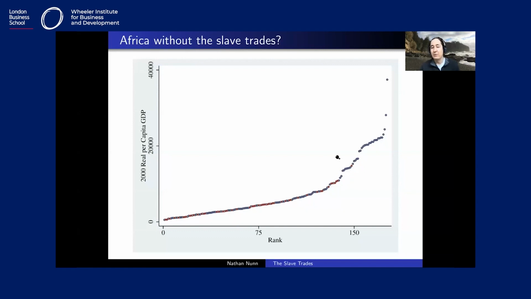So what does this mean? One way to say this in words is, if the slave trades had not occurred, countries within Africa would look very similar to other less developed countries. They would look similar to South Asian countries, Southeast Asian countries, Latin American countries. It wouldn't be this exceptional place, this continent where you have less development than other parts of the world. European countries and their offshoots would still be exceptional, but Africa would not be exceptional in terms of the rest of the world.